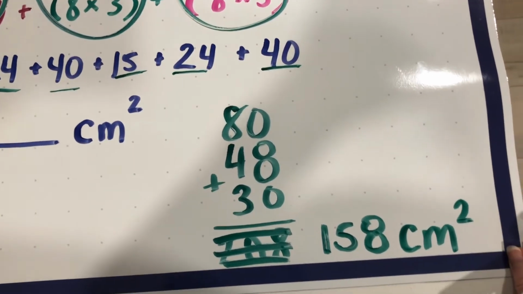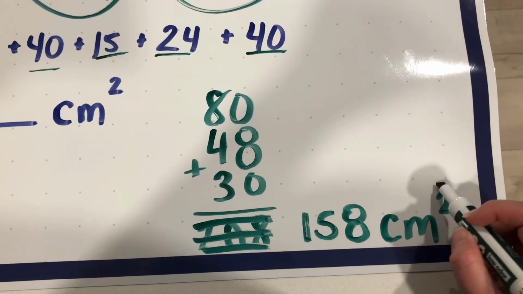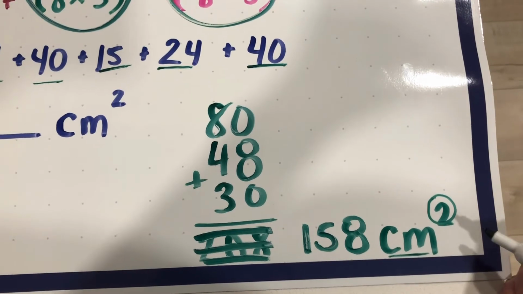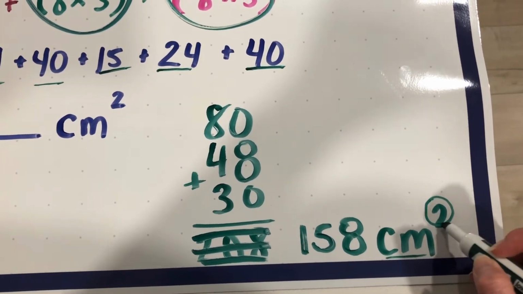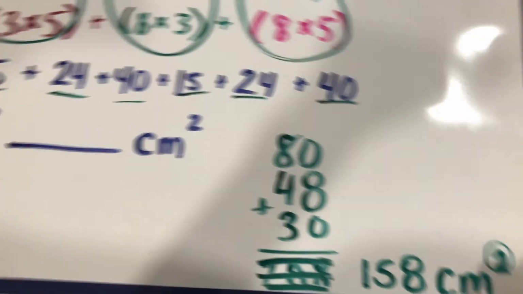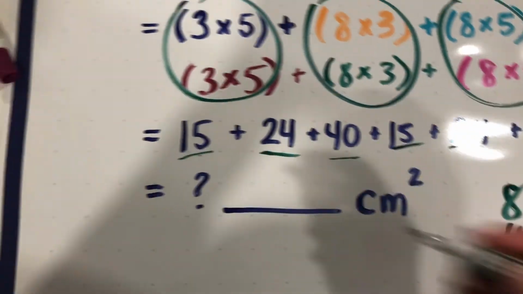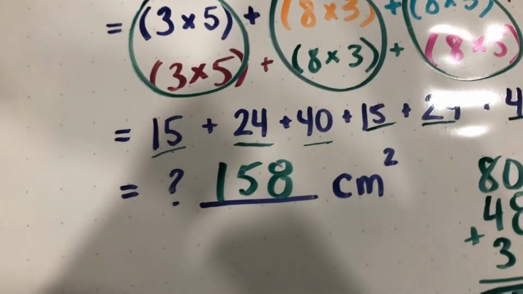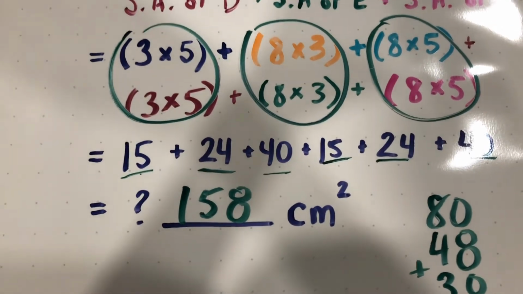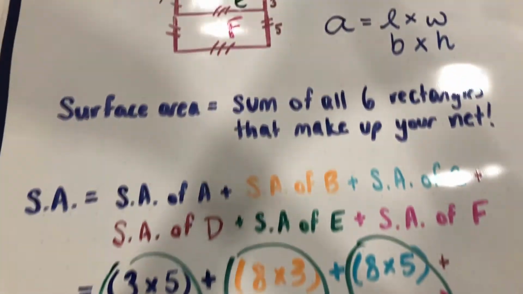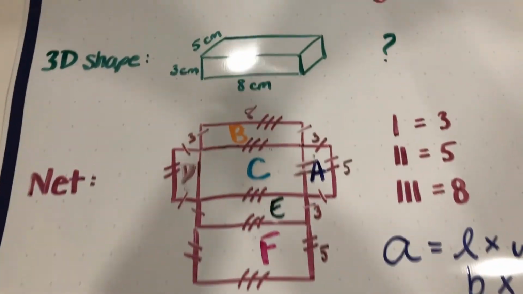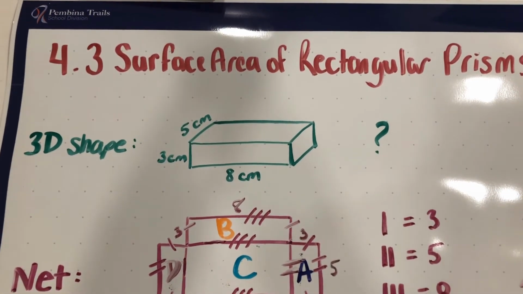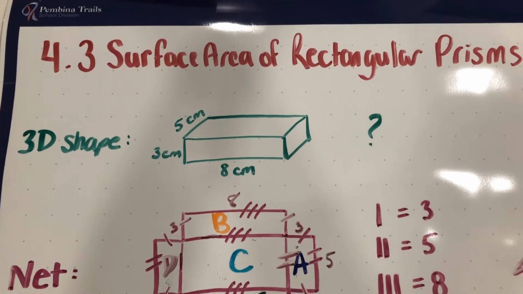squared. Because remember, when we're calculating area and we're multiplying a centimeter unit by another centimeter unit, we need to put that little square symbol in the top right corner. So 158 centimeters squared is the final total surface area of this rectangular prism, this polyhedron, this 3D shape.